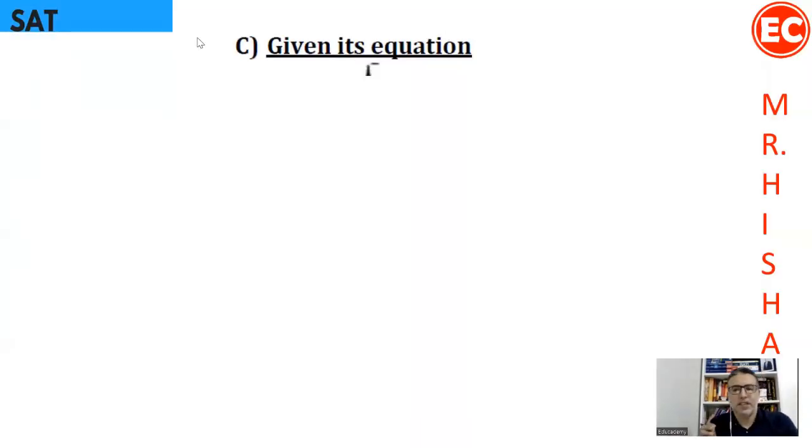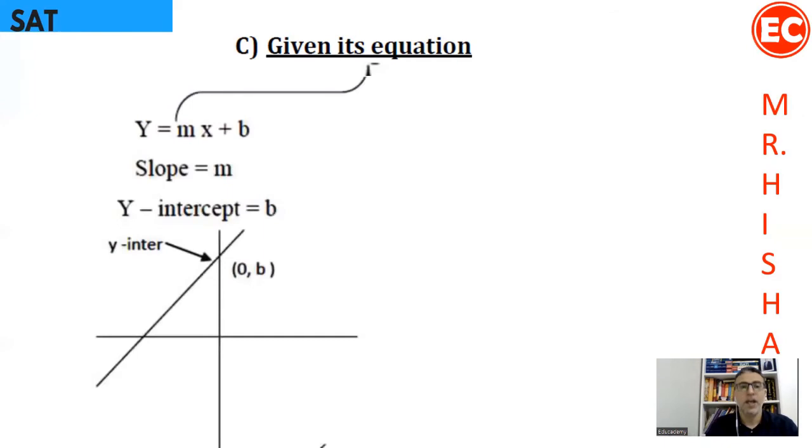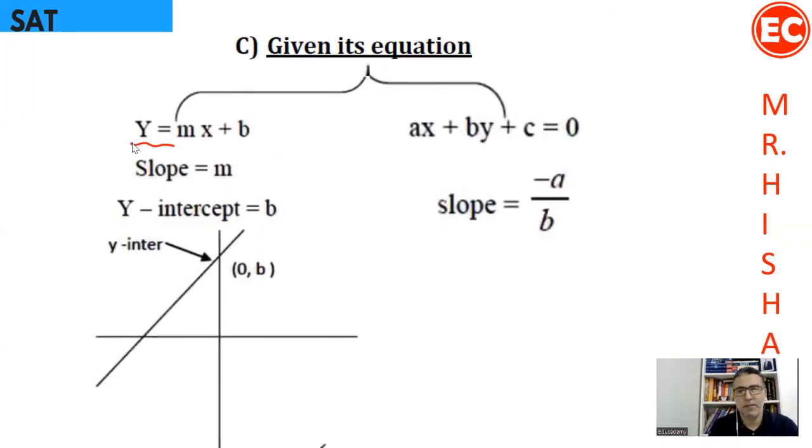We have studied a few minutes ago how to find the slope between 2 given points, how to find the slope from a graph. Now, the third type is how to find the slope from a given equation. We have 2 kinds of equations. The first equation is in the form y is equal mx plus b, and the second is in the form ax plus by plus c is equal to 0.